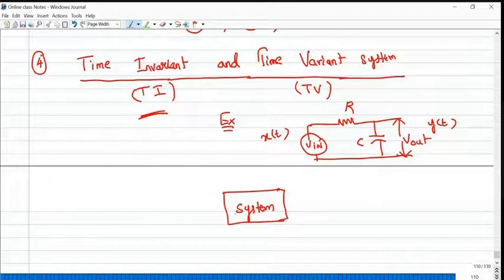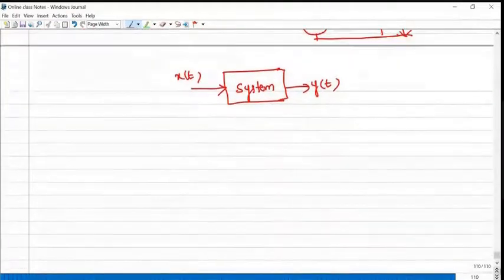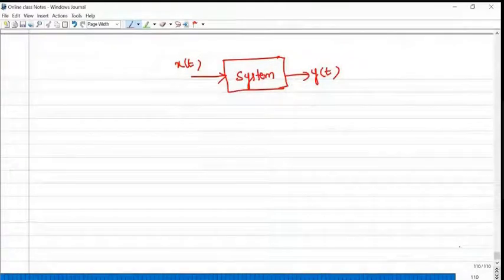Let us assume a continuous time system. The same thing will be applicable for discrete time also. If I give some input x of t, the system response is y of t.